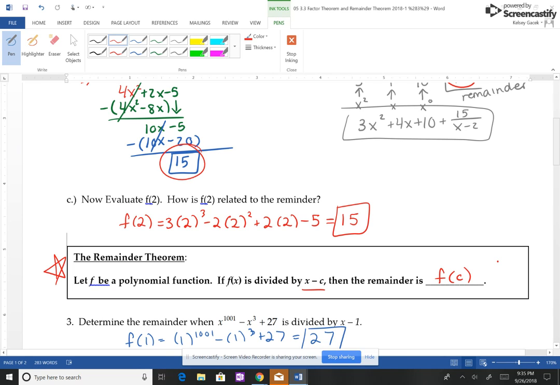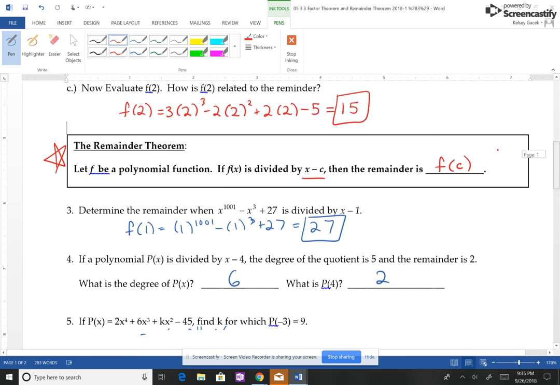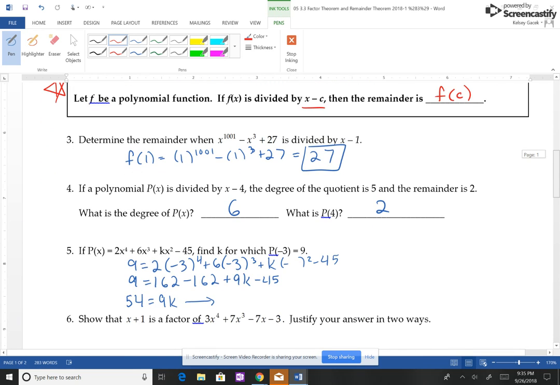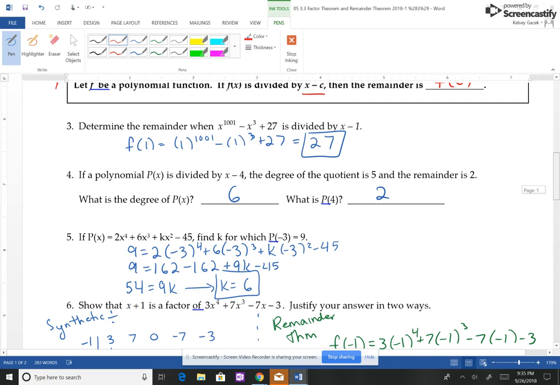Go ahead and, with that knowledge, take some time, fill out the rest of the front side of this worksheet. Go ahead and pause the video. I'm going to scroll down slowly so you can see the answers. Pause as necessary.